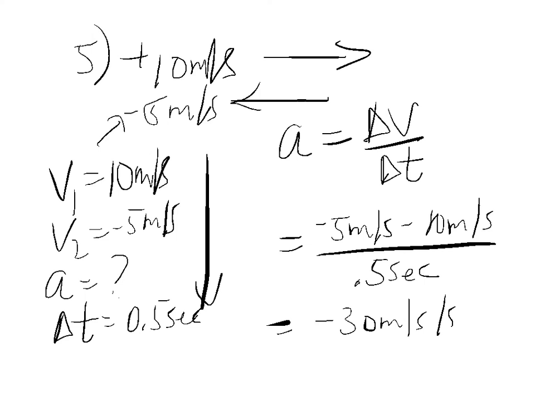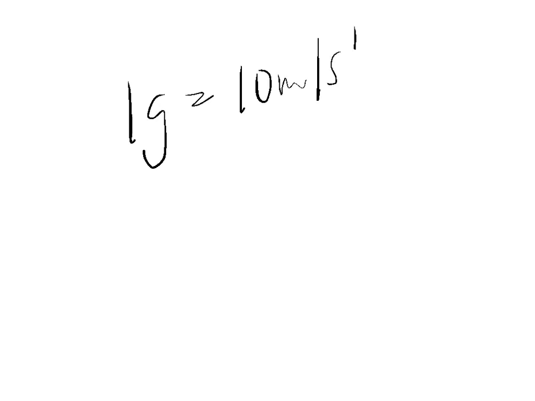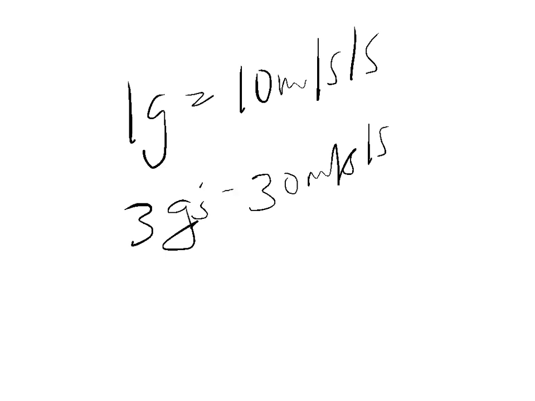And the very last thing that the question asks us is, how many G's is this? And it does say that 1G, here we go, 1G equals 10 meters per second per second. And so if you have an acceleration of 30 meters per second per second, that is also known as 3 G's. So no mystery there.